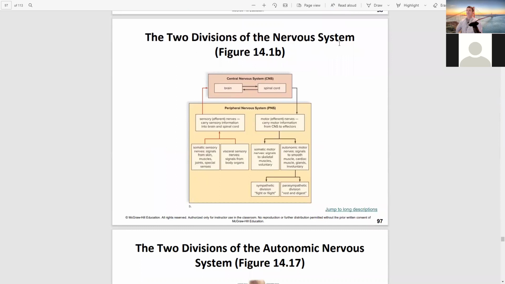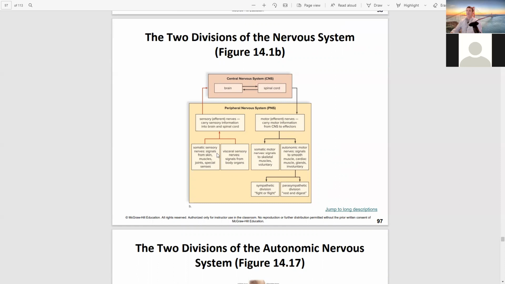So here are the 2 divisions of the nervous system. So we have the central nervous system, which is the brain and spinal cord. Then we have the peripheral nervous system, which is the sensory afferent nerves, which carry sensory information into the brain and spinal cord, and the motor efferent nerves, which carry motor information from the CNS to effectors.